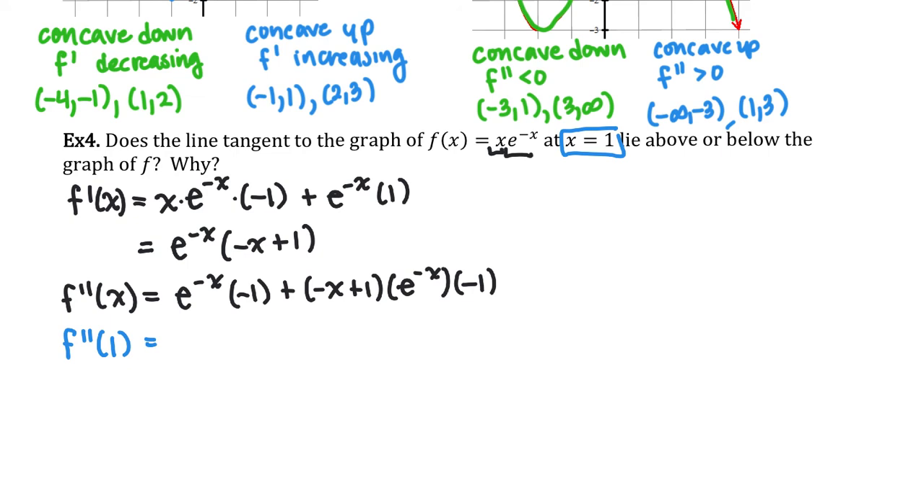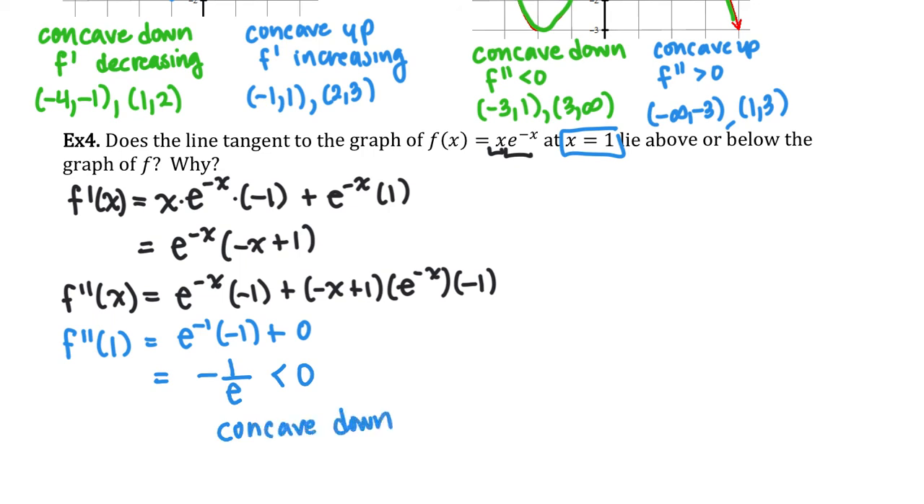So this is e to the -1 times -1 plus -1 plus 1 is 0. Oh, wonderful. -1 plus 1 is 0. So 0 times all this is just going to be 0. Which means, let me write this, this is -1 over e. Well, that's definitely less than 0. So since the second derivative is negative, this graph is concave down.